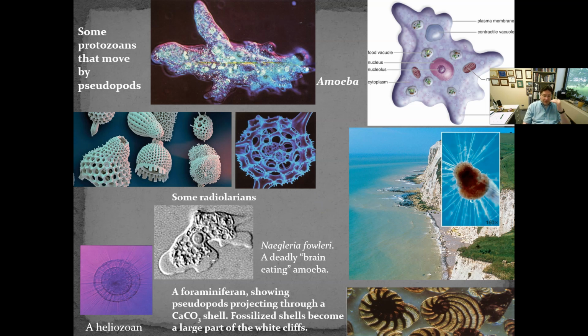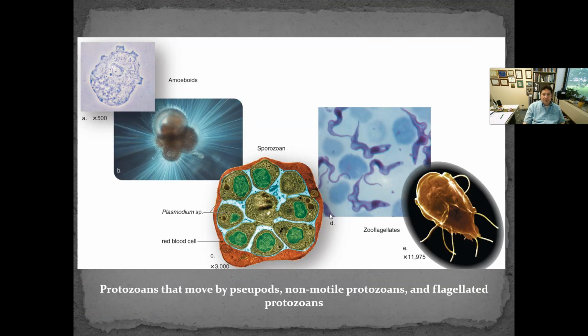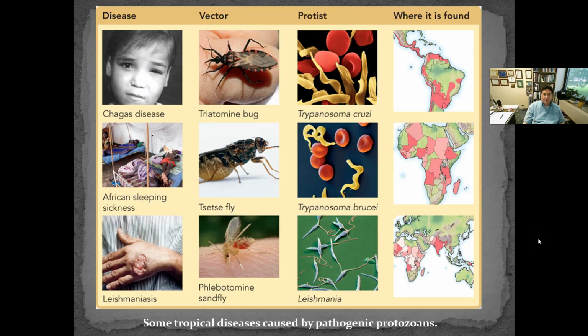Sometimes it can make its way to the brain, where it literally starts consuming neurons in the brain. This has about a 99% fatality rate. So it's a very, very deadly organism. Okay, here's just showing a bunch together again. Some more diseases, parts of the world. Remember, most protozoans do not cause disease, but some do.